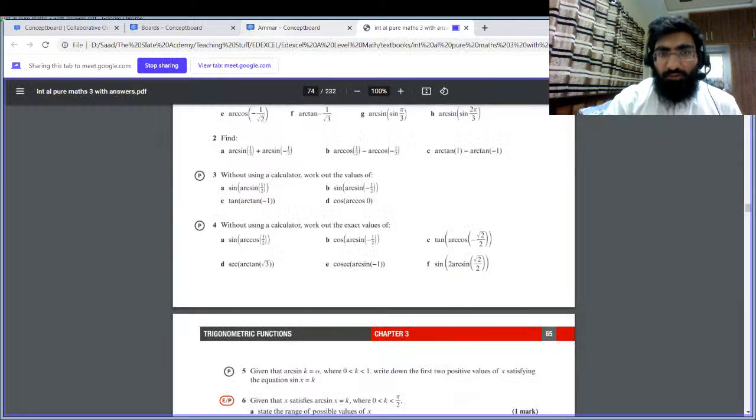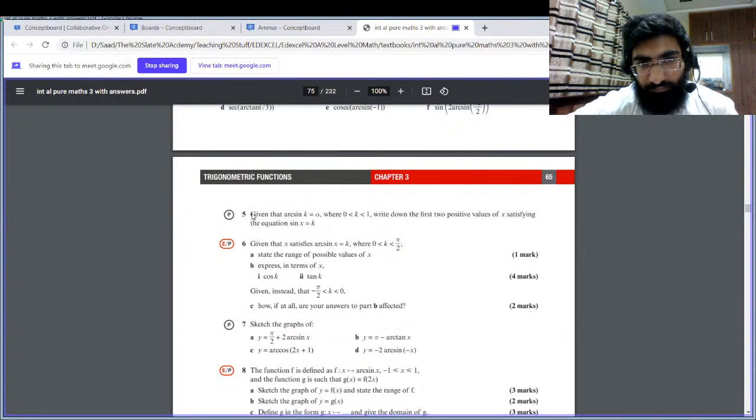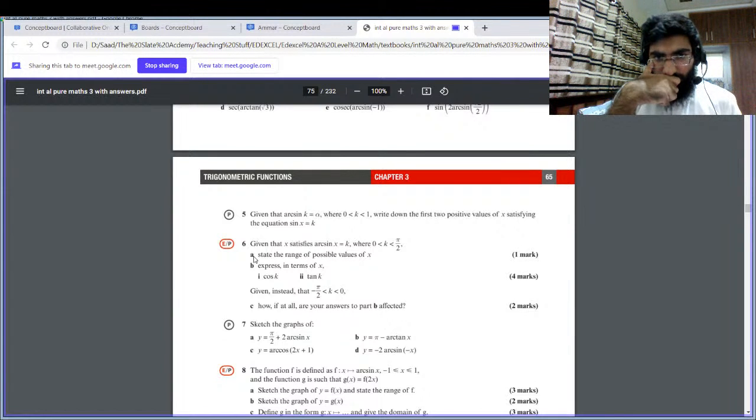Okay, now what? Question number 5. This is verbal. Which one? 5. Given that the arc sine is equal to theta, write down the first two positive values of x satisfying the equation sine x is equal to k.